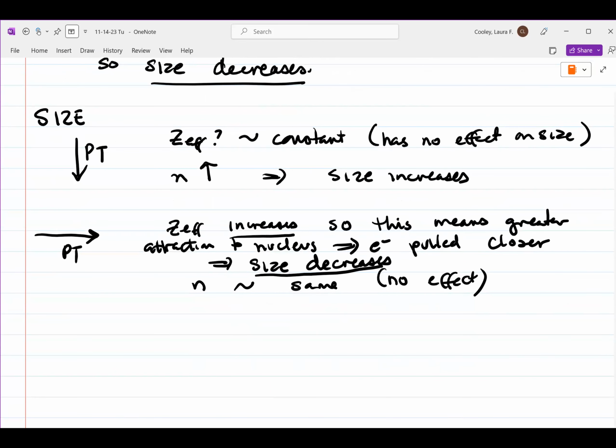So there are our trends. As you go down the periodic table, the size increases, but as you go across the periodic table, the size decreases.